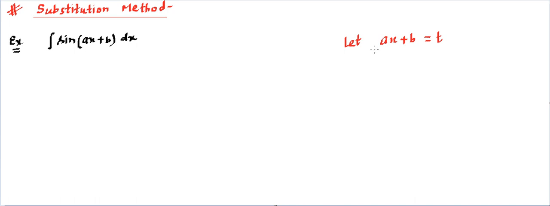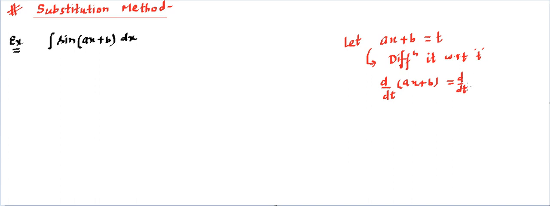So if this is the equation, we can differentiate this equation. Let's say we differentiate this equation with respect to t. So if we differentiate it with respect to t, it will become d upon dt of ax plus b is equal to d upon dt of t.